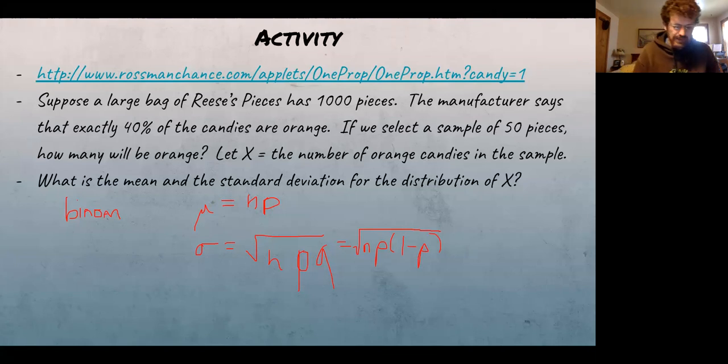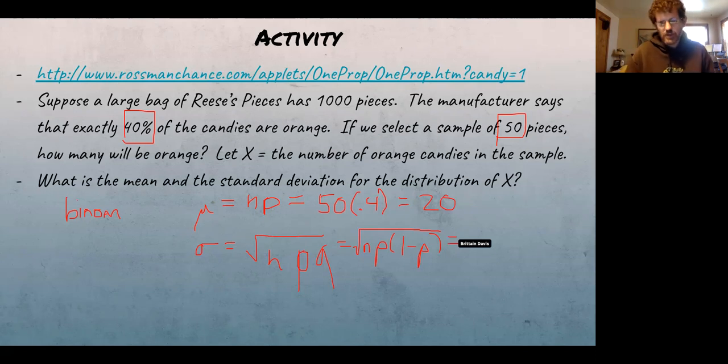We know what our n is. We have a sample size of 50. So this one right here, 50 times our probability of 0.4. When we calculate it, it is going to be a mean of 20. So you guys can now plug the numbers in here to find the standard deviation for this distribution.